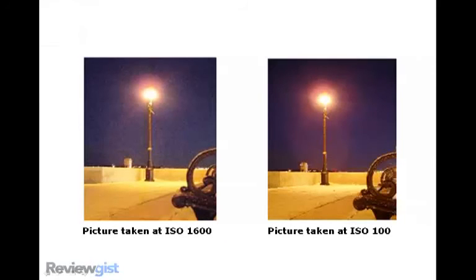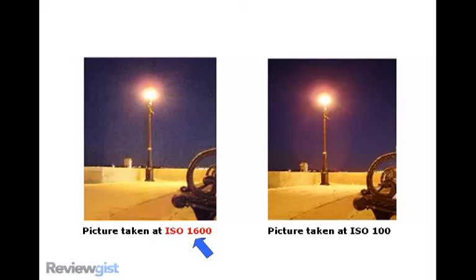What you see before you is two photographs of the same subject taken at very different ISO settings. The one on the left was taken at a much higher ISO, 1600, while the one on the right was taken at a lower ISO of just 100. As you can see, the one on the left is much more grainy than the one on the right. Now this is what happens when you increase your ISO. Your camera tends to produce more grainy photographs. So how do you counter this?